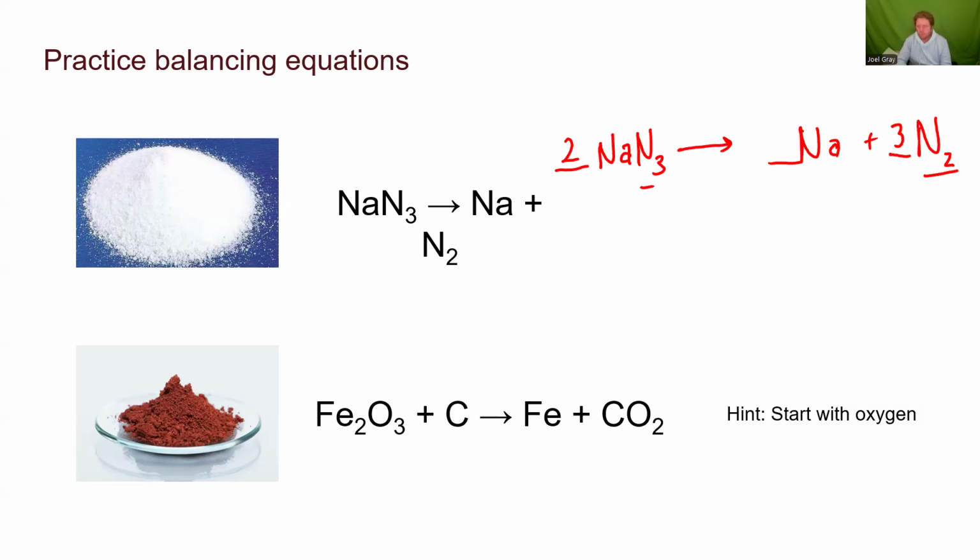But what does it present? Maybe not a minor problem here. It does present a little bit of a problem because now our sodiums aren't balanced. So how do we resolve that? 2.